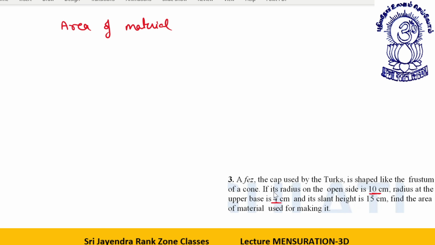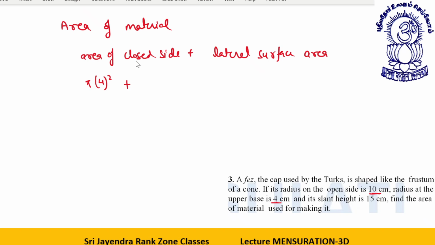and radius at the upper base is 4, that will be pi r square, that is area of closed side plus lateral surface area. Area of closed side will be pi into 4 square. Now lateral surface area will be half into perimeter of top plus perimeter of bottom into slant height L.